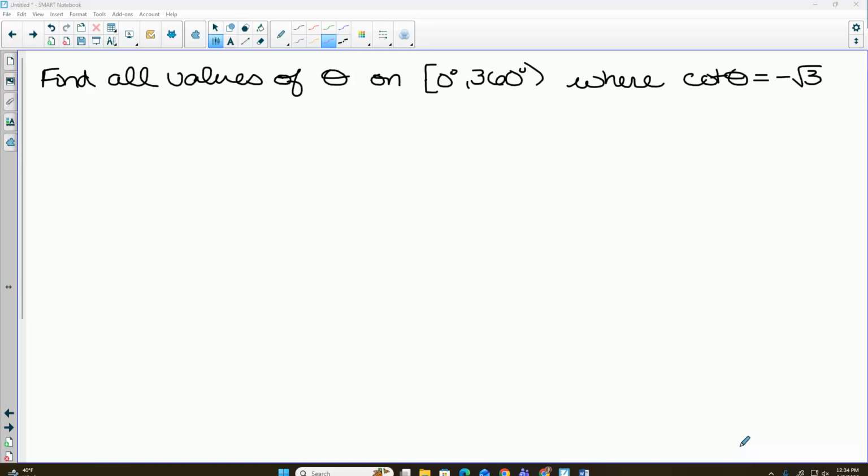Really just boil down to the hand trick. So find all values between 0 and 360. So I'm looking basically in every quadrant when cotangent is negative radical 3.